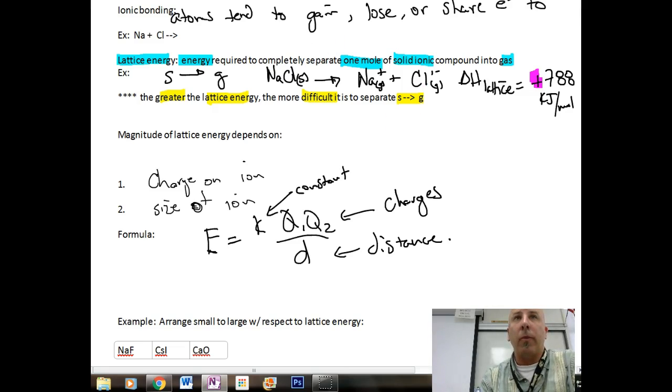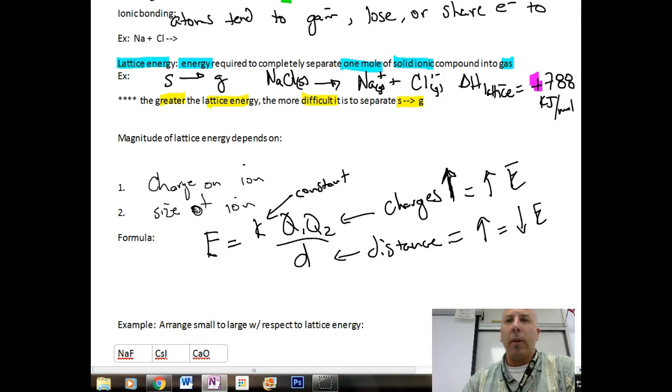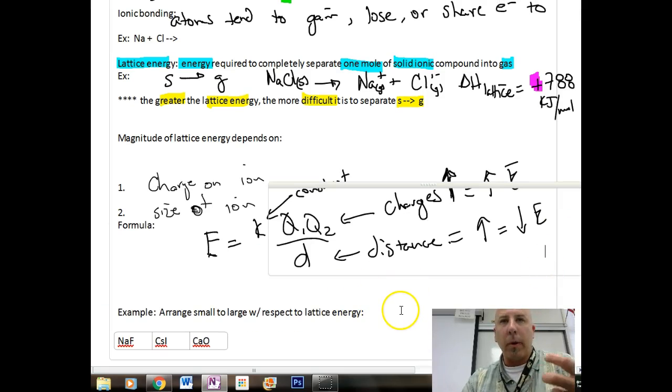Now, how we interpret this formula is this: because the charges are in the numerator, as charges increase, meaning we go from a positive 1 to a positive 2 to a positive 3, we're going to have an increase in our lattice energy. And because the distance is the denominator, as the distance increases, that causes a decrease in lattice energy. So we don't actually punch values into this formula, we just interpret it.